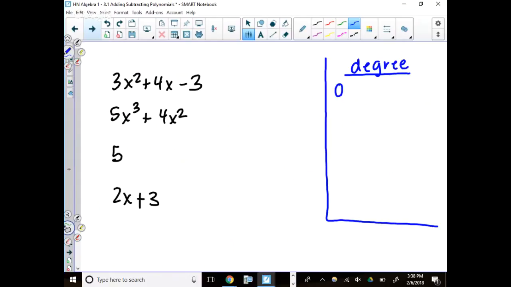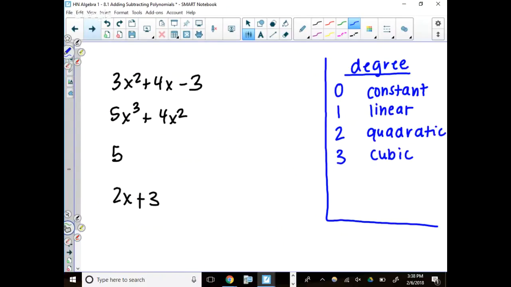So if this is degree 0, there's no variable, so we're going to call that the constant function. If there's an exponent of 1, this will be a linear function. If it's 2, it's going to be a quadratic. 3 will be cubic. 4 will be quartic. And I believe 5 and above on Math Excel, you can just say the 5th degree.